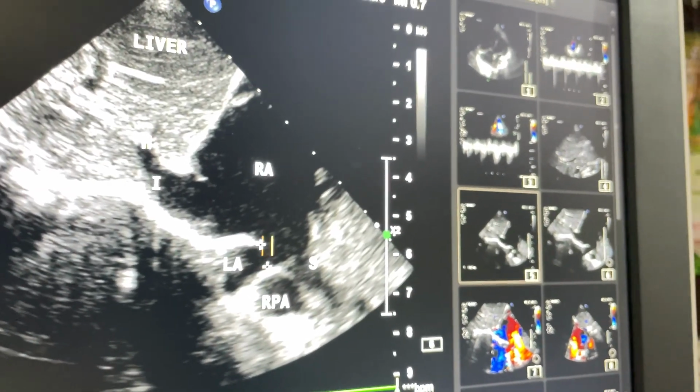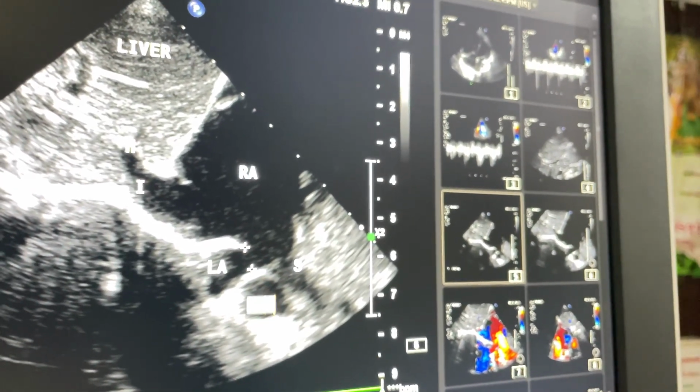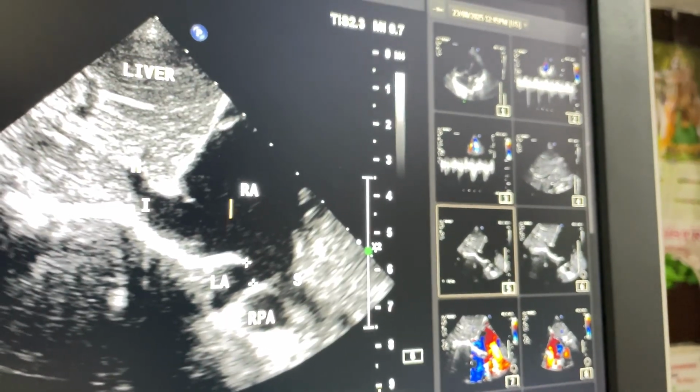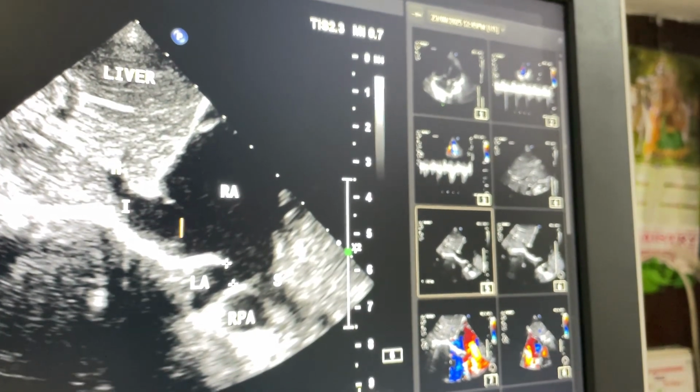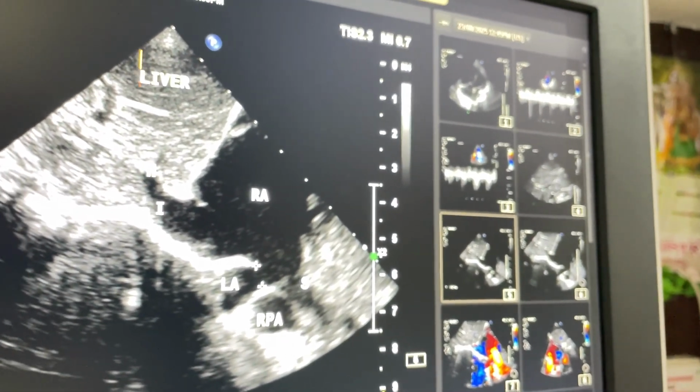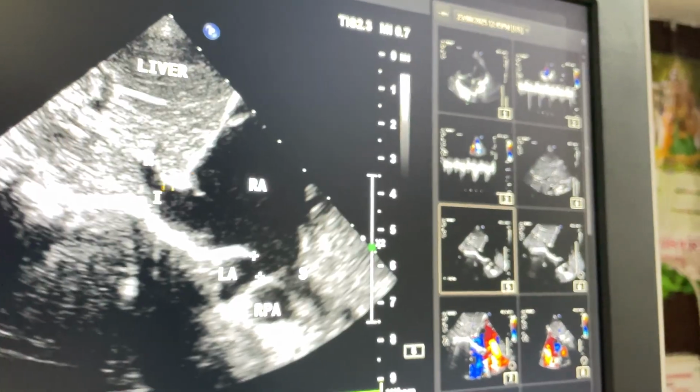This portion is the ASD, and this is the right pulmonary artery in cross section. So this is a structure. So this is the ASD. This is a bicaval view obtained in the subcostal plane. Why subcostal? Because you can see the liver here. This is the most inferior part. This is the most superior part.